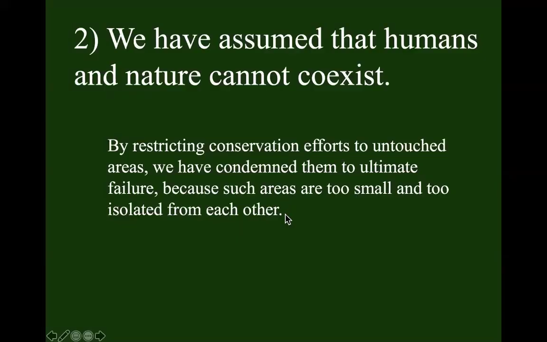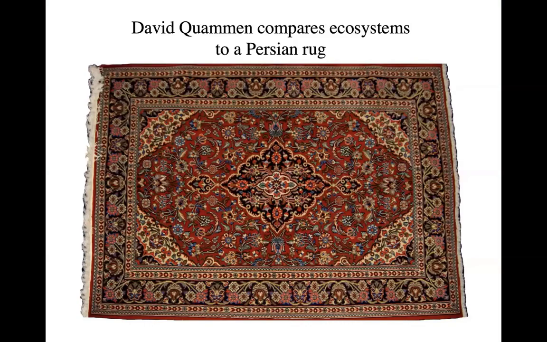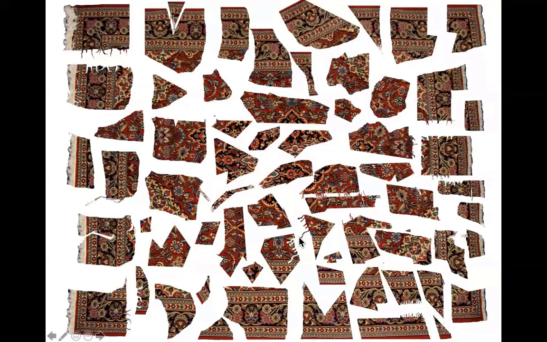We've also assumed that humans and nature cannot coexist. And we talked about this, but if we continue doing that, we're going to fail. That restricts conservation efforts just to areas with very few humans, which means they'd be too small, too isolated from each other, and too few in order to conserve the amount of nature that we need to conserve. David Quammen has an excellent analogy between a Persian rug and an ecosystem. That's a functional Persian rug. That is not 71 Persian rugs. That's 71 rug fragments, none of which are acting like a Persian rug. And that's what we've done to our ecosystems.